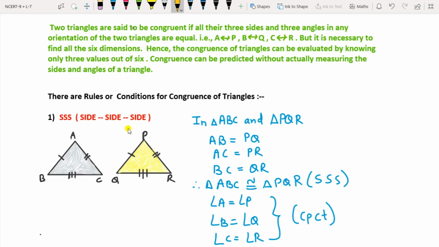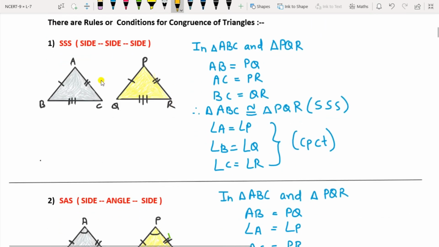So here you don't have to measure them with the scale or the protractor, but by the rules and the conditions that we are going to see here, we can prove that these two triangles are congruent to each other. Now what are the rules and the conditions for the congruency of triangles? First one is SSS, that is side, side, side. All the 3 sides of the triangle should be congruent to each other, that is, AB is congruent to PQ, AC is congruent to PR, and BC is congruent to QR. Therefore, these two triangles are congruent to each other by SSS.